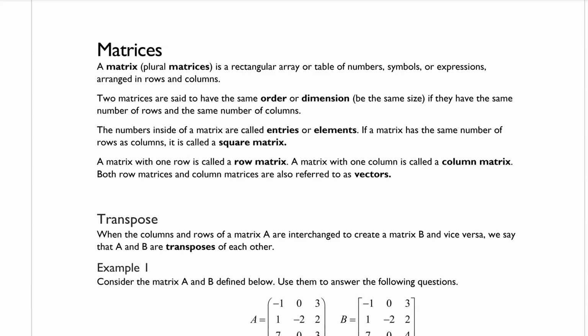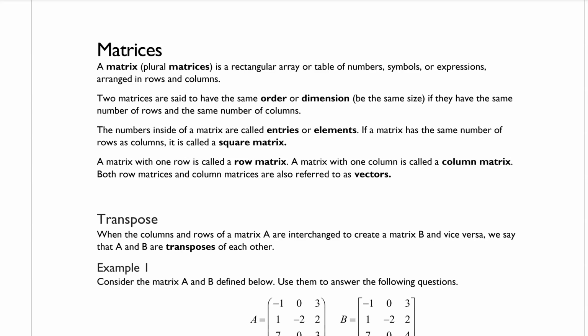Today we're going to be talking about matrices. Now, a matrix, or the plural form, which is matrices, is a rectangular array or table of numbers, symbols, or expressions arranged in rows and columns. Two matrices are said to have the same order or dimension, in other words, be the same size, if they have the same number of rows and the same number of columns.